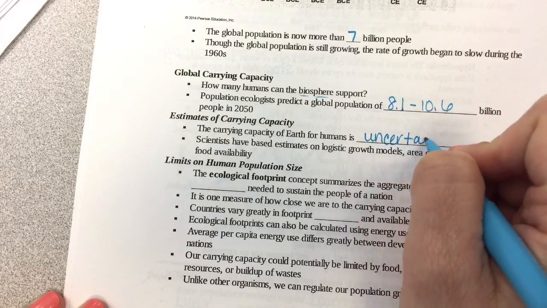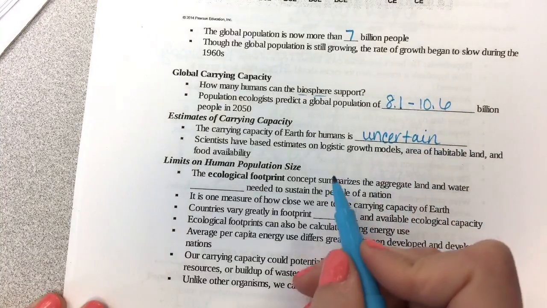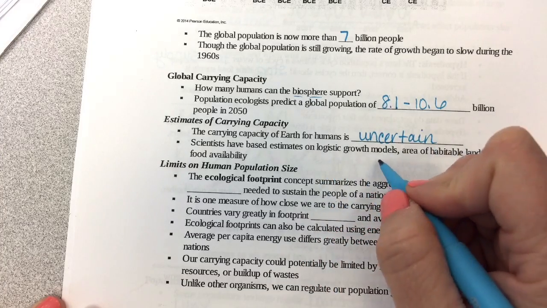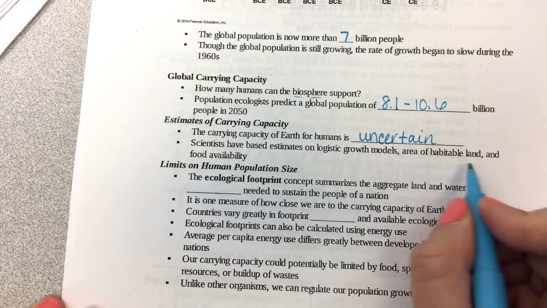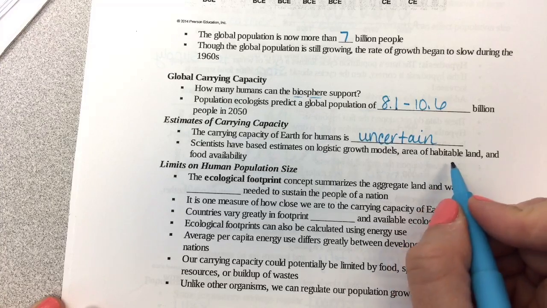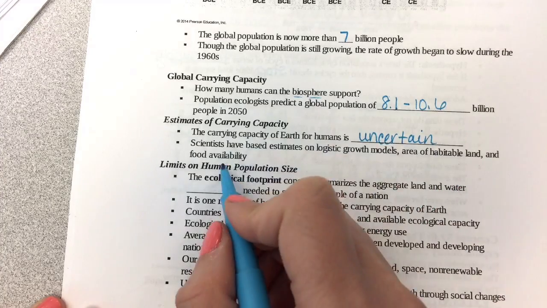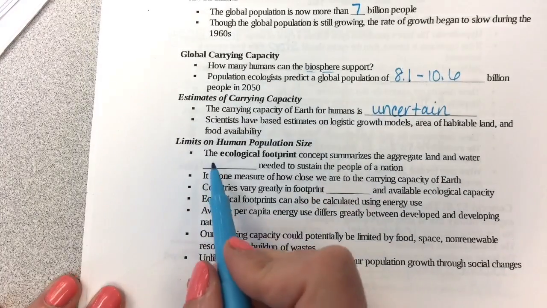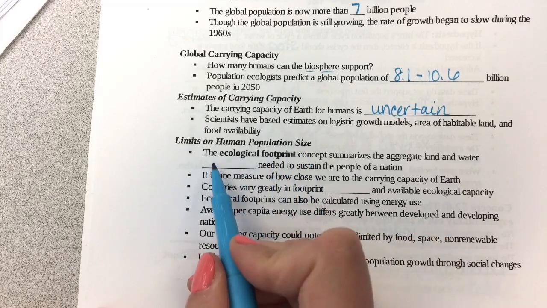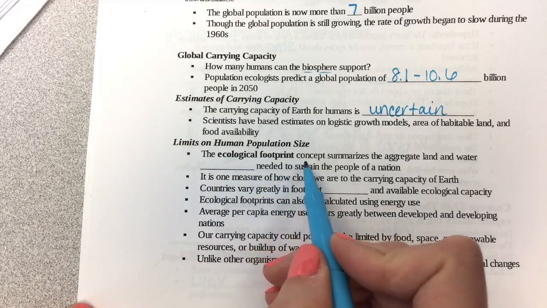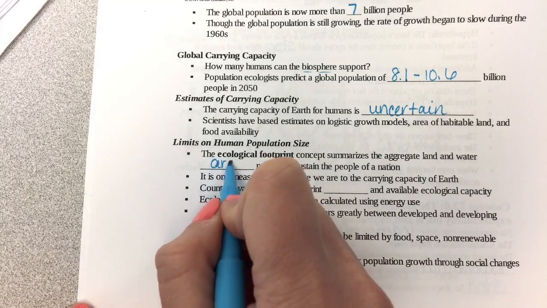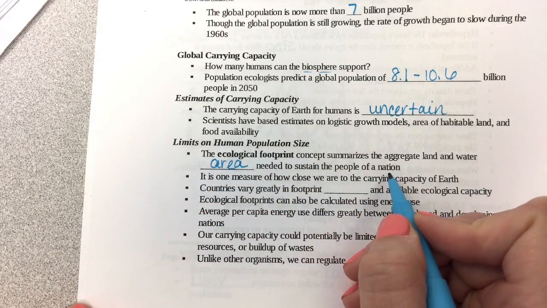We don't really know. We can make estimates based upon how we're growing and looking at logistic growth models, the S-shaped curve, how much habitable land, meaning land that we can live on, and the availability of food. Food is going to be a huge issue, to grow enough food to feed everybody. So, limits on human population size. The ecological footprint summarizes the aggregate land and water area needed to sustain the people of a nation.